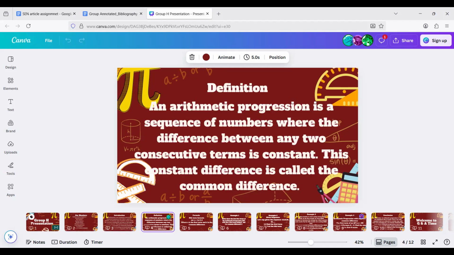Now, the definition of an arithmetic progression is basically a sequence of numbers where the difference between any two consecutive terms is constant, and this constant difference is called the common difference. The common difference isn't necessarily subtracting only, it can also be addition.